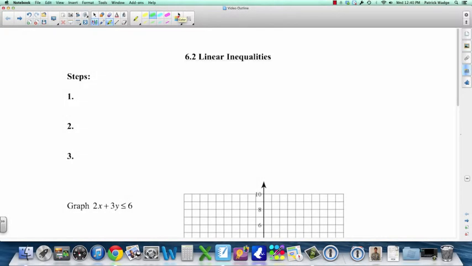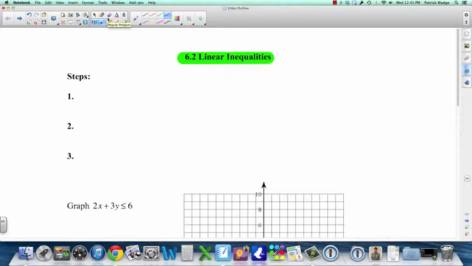No one knows. Okay, 6.2 is on linear inequalities. And if you understood the first section, the first video in this chapter, which was on graphing lines, you're going to be okay with this. So, first of all, what's a linear inequality?